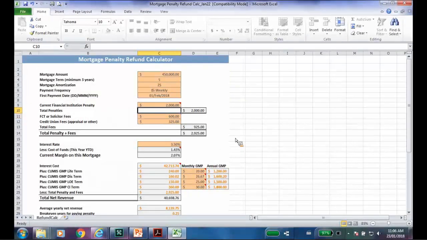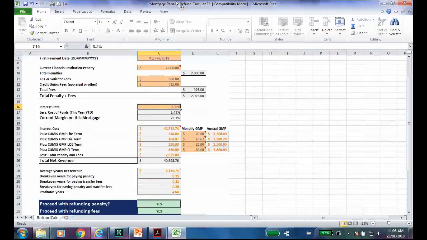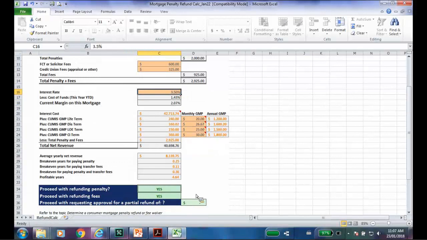So same penalty, $600, $325 appraisal fee. It totals in there. We're going to leave the interest rate the same, but it can change obviously, so adjust that accordingly to calculate the margin. Enter the GMP, we'll leave that the same as well.